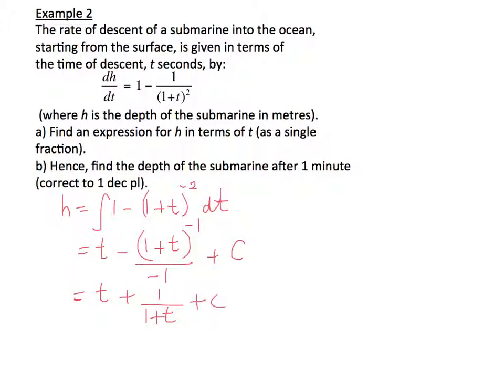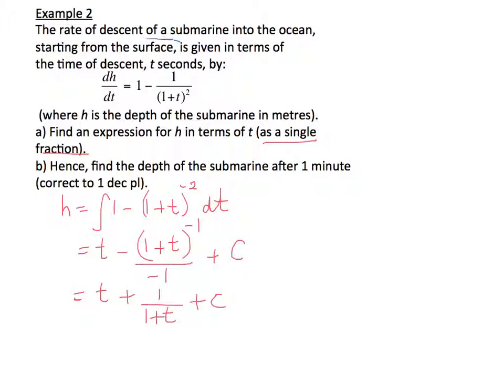Now the question says to write your expression for h as a single fraction, h in terms of t. So we've got h in terms of t, but it's not a single fraction. We also need to find what our constant of integration is. So, what information can we use in the question to find our constant of integration?